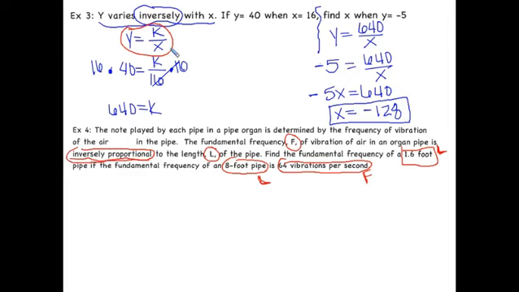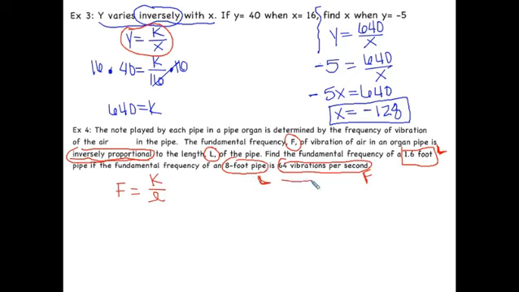Instead of using y's and x's like we did up here, let's use f and l's because that's what we're talking about in this scenario. The frequency varies inversely with the length. Just like y varies inversely with x, f varies inversely with L. So we could say f equals k over L. Let's use the pieces of information they give us to figure out what this constant is, because notice how they didn't tell us anything about a constant of variation.